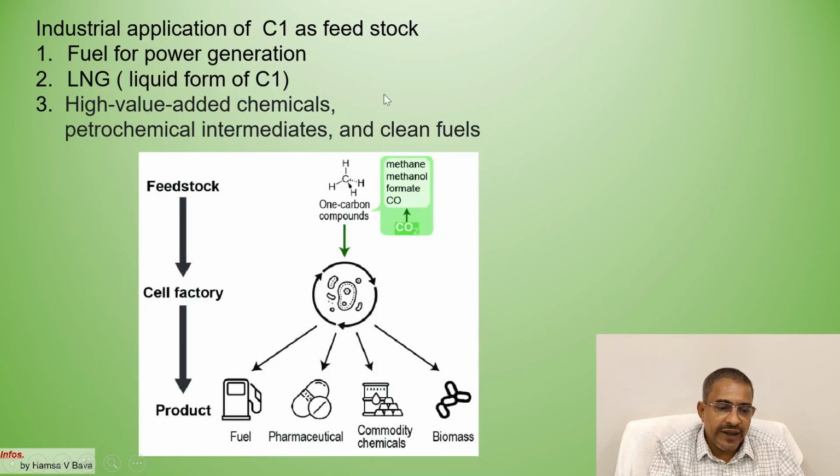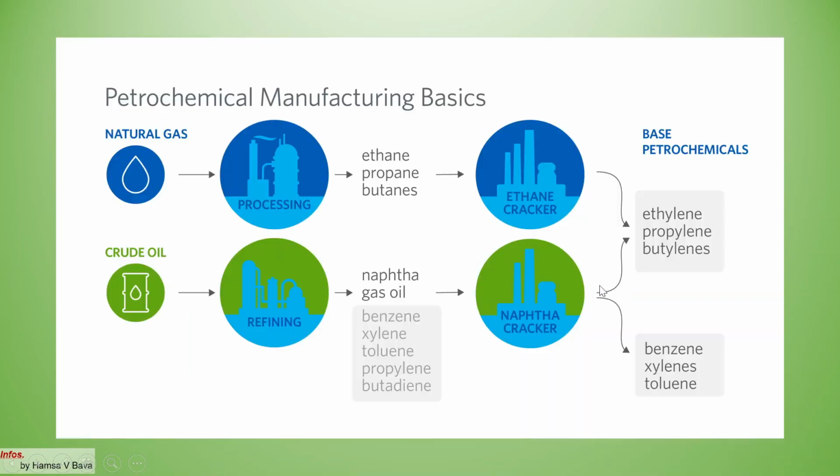High value-added chemicals like petrochemical intermediates and clean fuels. So these are the feedstock, cell factory and product. These are the methane-based industries: fuel, pharmaceutical, commodity chemicals and biomass. Various applications are there in C1. And for other C2, C3, C4, all the others, we have already separated C5 plus. C5 plus is always a condensate that will be added to the crude oil.